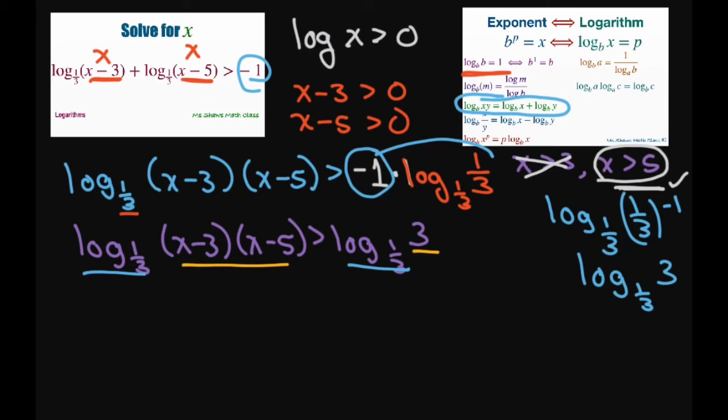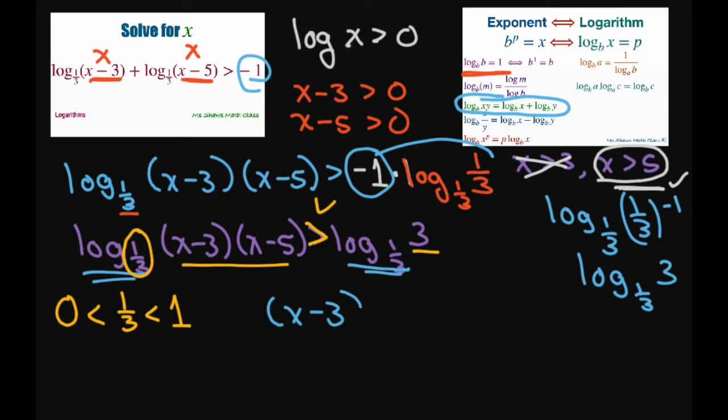But before we start, we have this greater than, but my base is 1/3. My base is 1/3, that means it's a fraction, so my 1/3 is in between 0 and 1. That means with the fraction, this sign is going to change. We don't have to look at the logs now, we really have (x − 3) times (x − 5) is less than 3, because of the base here.